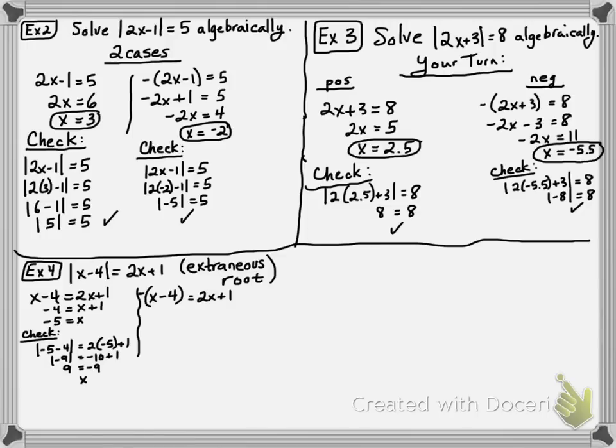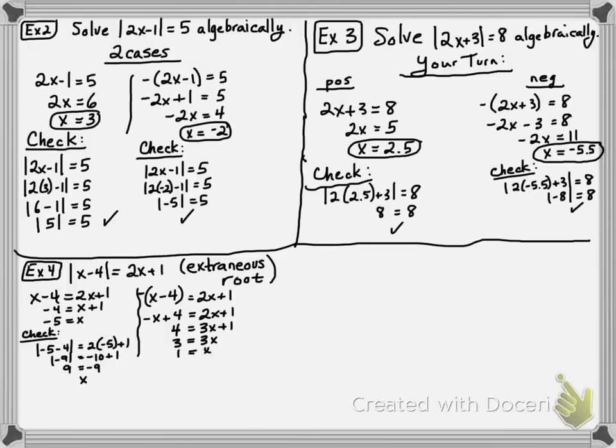Now let's look at the other side. The negative of x minus 4 is equal to 2x plus 1. We still have to do the other side. Sometimes it works, sometimes neither of them work. So we have negative x plus 4 is equal to 2x plus 1. I can add an x to both sides. I can subtract 1 from both sides. And now I can divide both sides by 3 to get x equals 1.